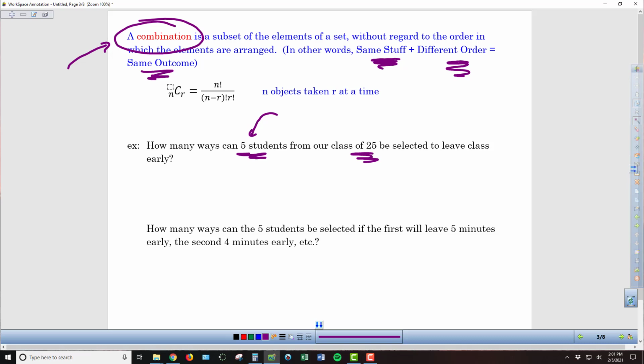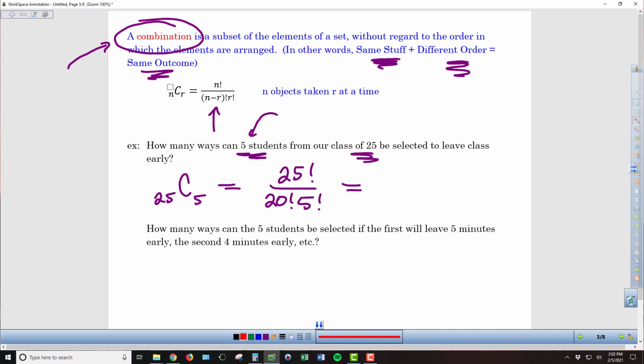And so in that case, we're going to set it up as 25 as our n, that's the general population, and then combinations, how many ways can we choose 5 students? And again, the order does not matter in this case, it's considered the same outcome. So I'm going to plug into this combinations formula. So I've got n factorial on the top, so I've got 25 factorial, over n minus r, so 25 minus 5 is 20 factorial, and then r factorial in the bottom as well, so the 5 factorial. So we've got a lot of cross-canceling reducing that we can do.